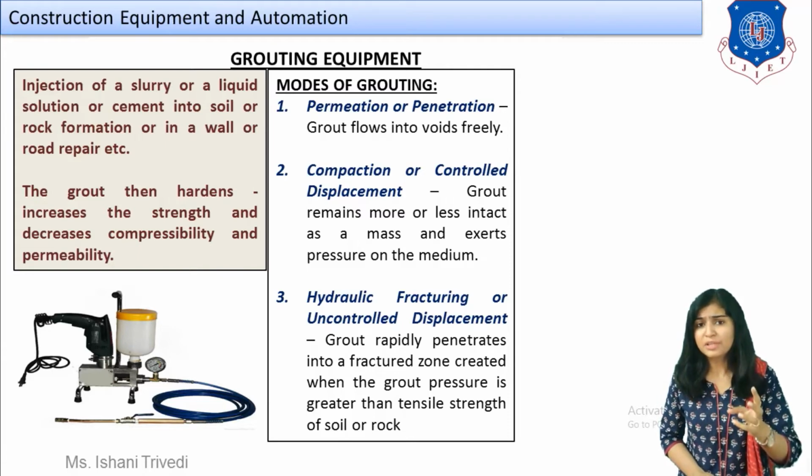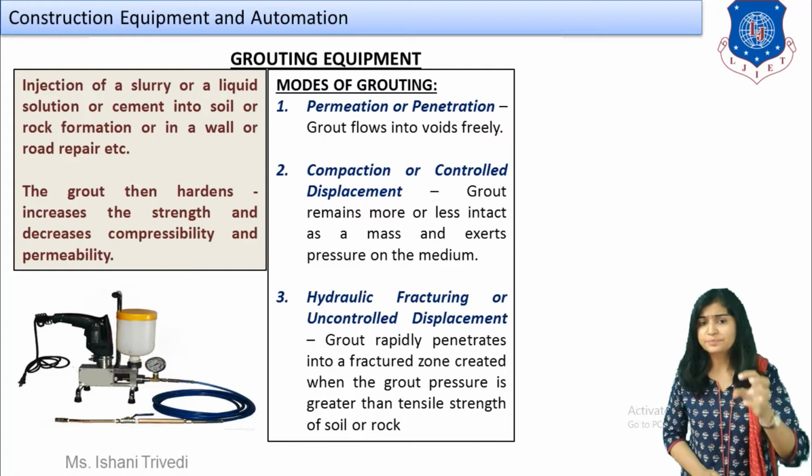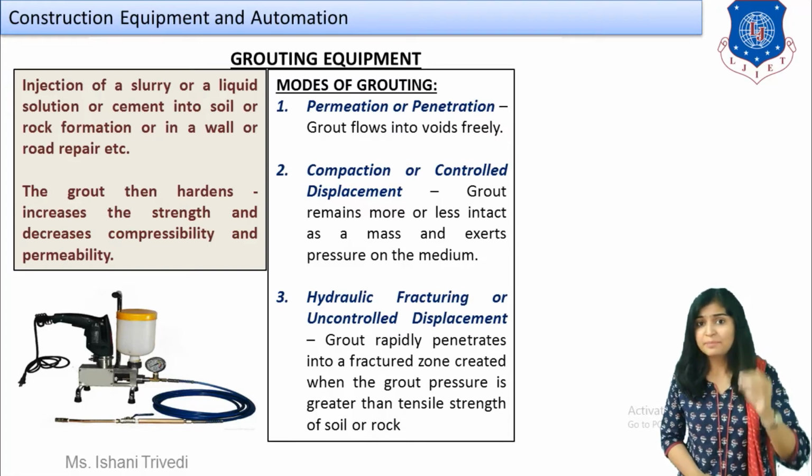The third method you have is hydraulic fracturing or uncontrolled displacement, meaning the grout rapidly penetrates into a fractured zone where you are injecting it. Imagine if you have a fractured zone, a wall which has cracks internally, then the grout is rapidly penetrating inside the voids in the fractured zone, created when the grout pressure is greater than the tensile strength of the soil or the rock.